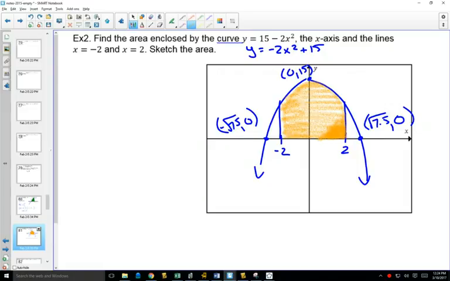And if we want to find that integral, well, now that's just the area from negative 2 to 2 of 15 minus 2x squared dx.